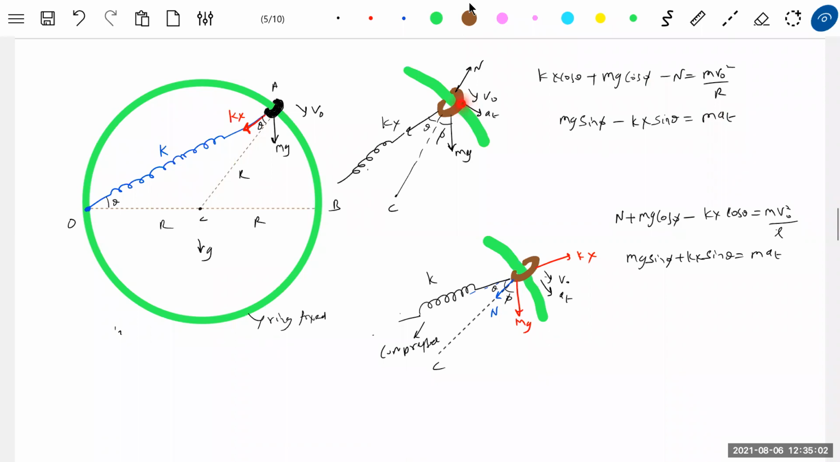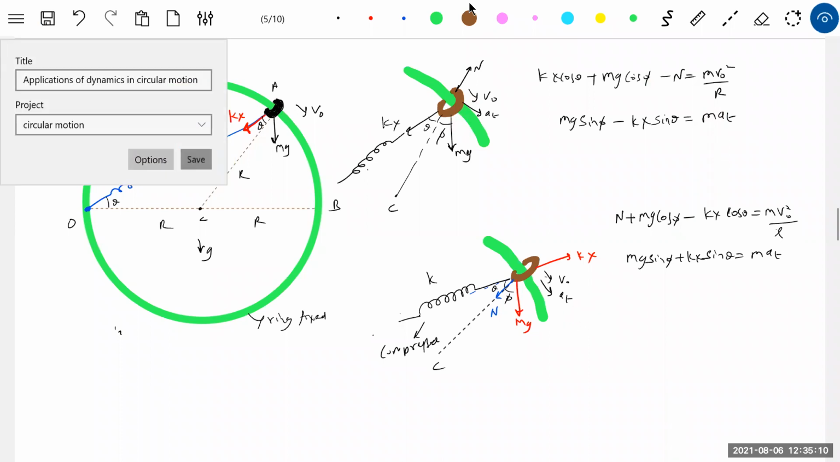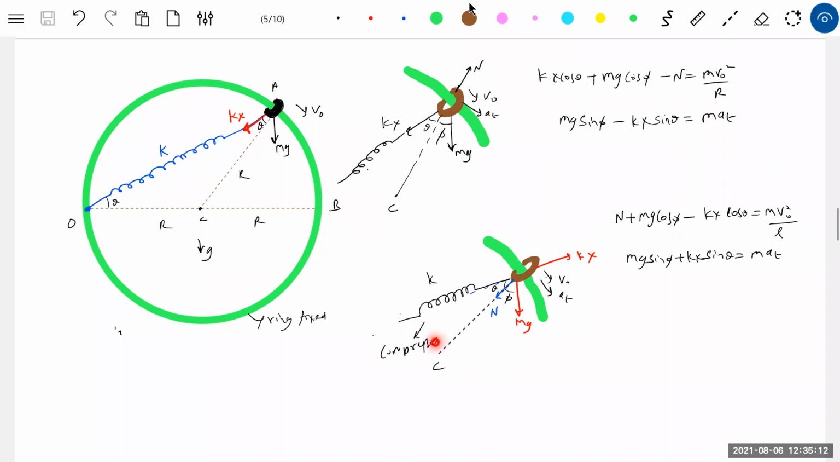So how the bead comes in contact with the ring, I think, matters a lot. You should have a good observation. So this is what, when spring is compressed, this is when spring is elongated. So I think the spring force also matters. So we should take a decision based on the conditions here.